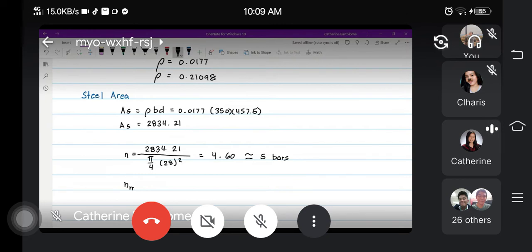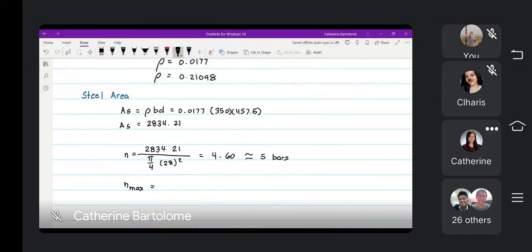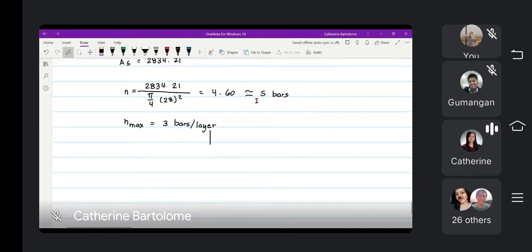So kindly solve for Nmax. Do you know what's the formula already? So give me the value of Nmax. Twelve po yung stirrup naman. Yes, 12 yung stirrups. Three, ma'am. 3. Okay, so we already have 5 bars and max of 3.